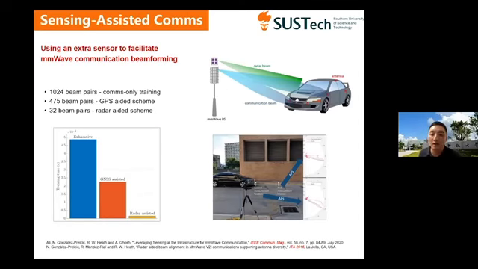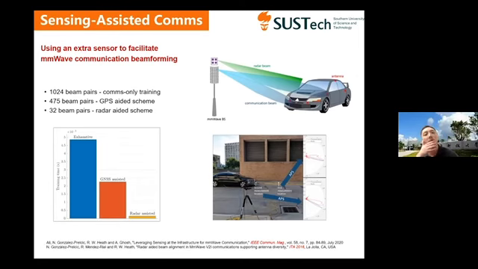So these are some previous works where we use a sensor to facilitate the millimeter wave communication beamforming. For example, in these works, we have a millimeter wave base station with an extra radar system here. And they're using this radar beam to receive the echo signal from a vehicle. And by using this echo signal, they want to accurately form a communication beam towards these vehicles.